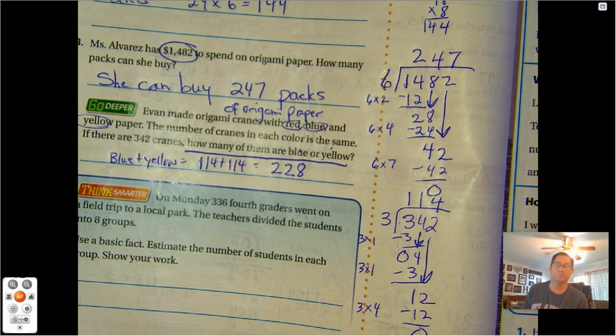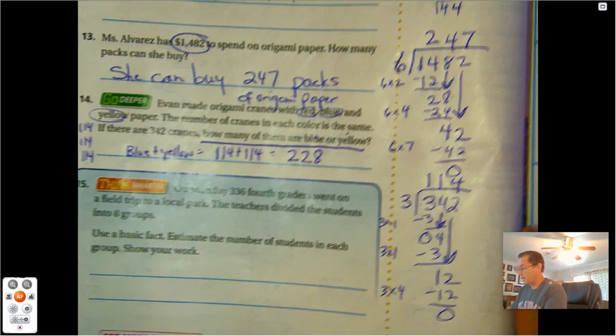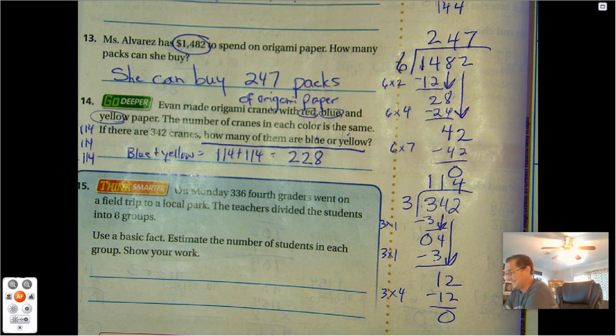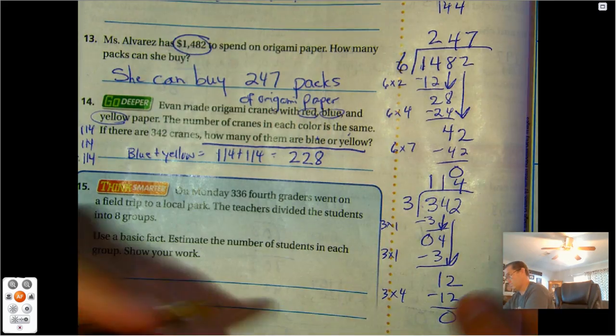On Monday, 336 fourth graders went on a field trip to a local park. The teachers divided the students into 8 groups. Use a basic math fact. Estimate the number of students in each group. Show your work. All right. 336 students divided by 8.